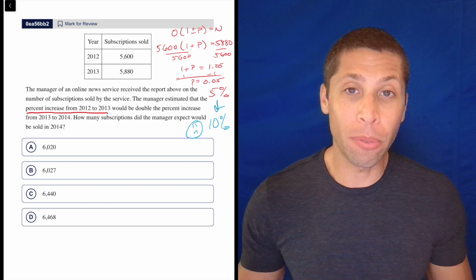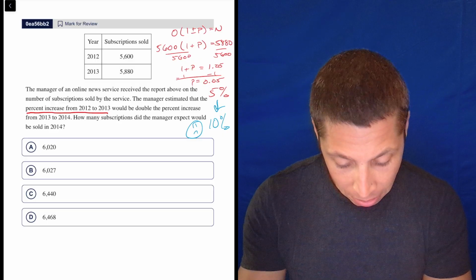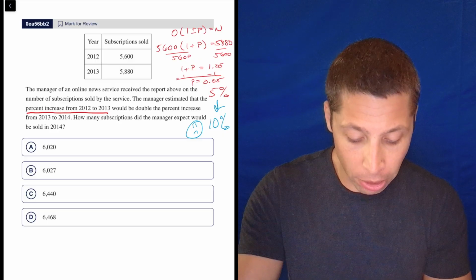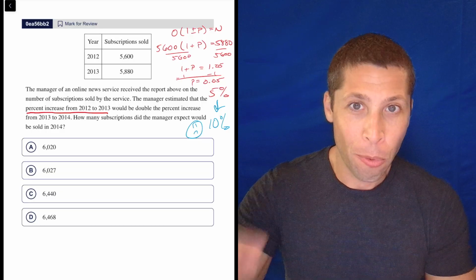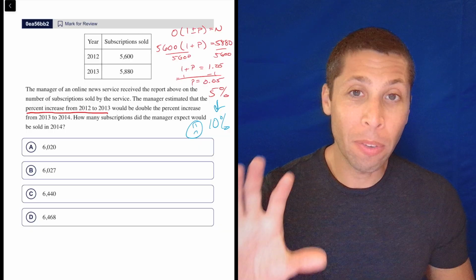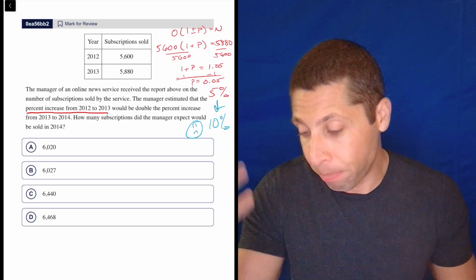So the reason we're not doubling this is that's not what it says, right? The manager estimated the percent increase from 2012 to 2013 would be double the percent increase from 2013 to 2014. Even though they're using the word double, they're telling us to divide it in half, right? They're doing it backwards.